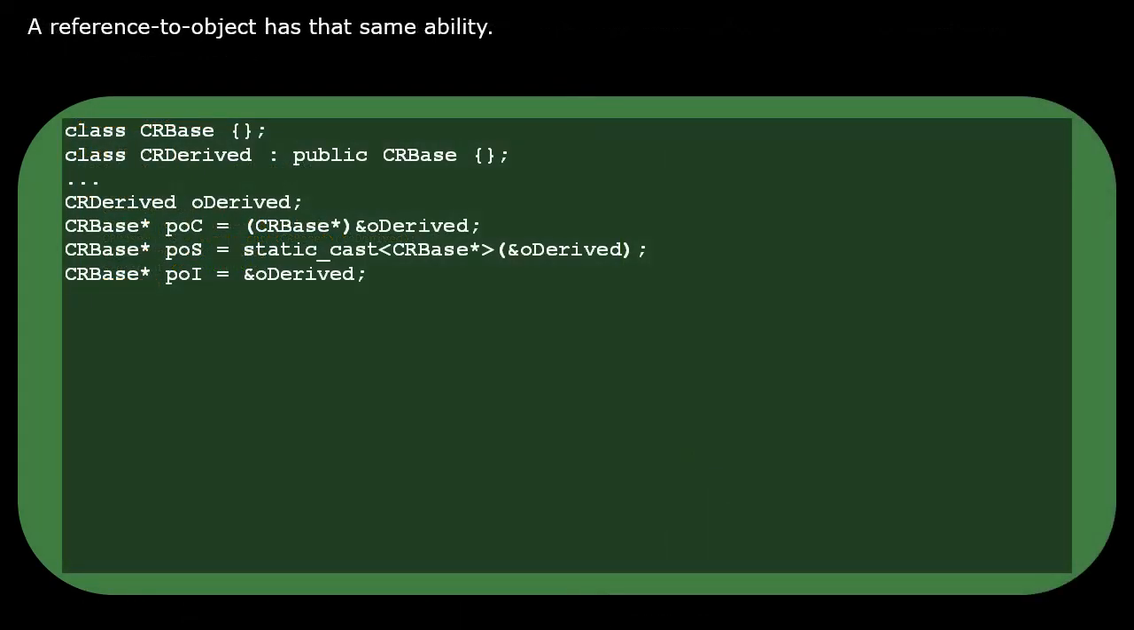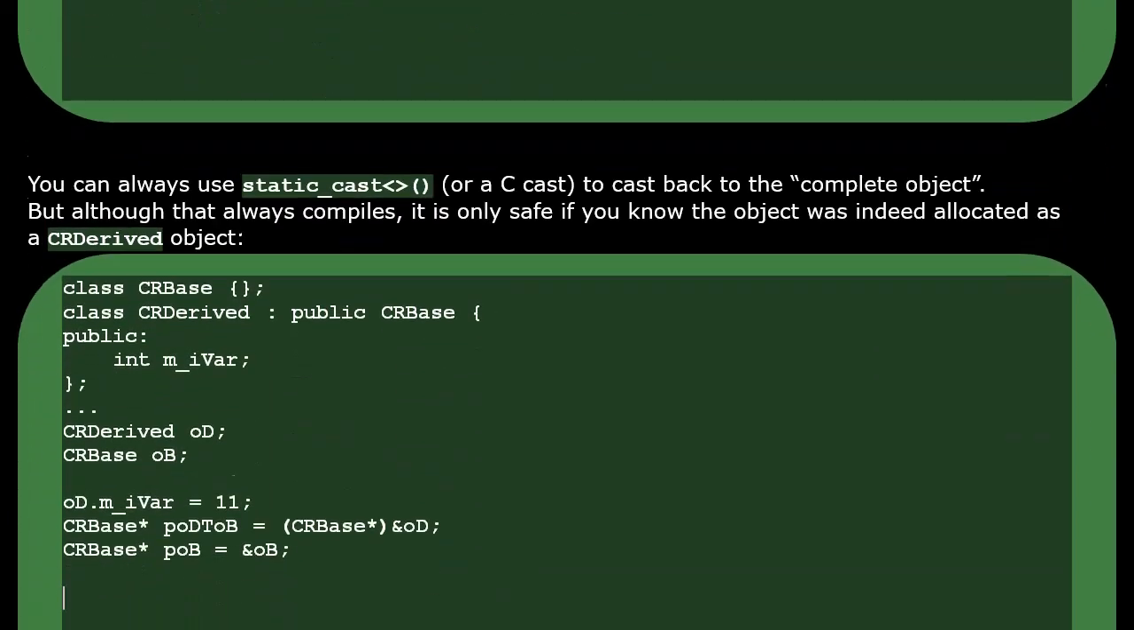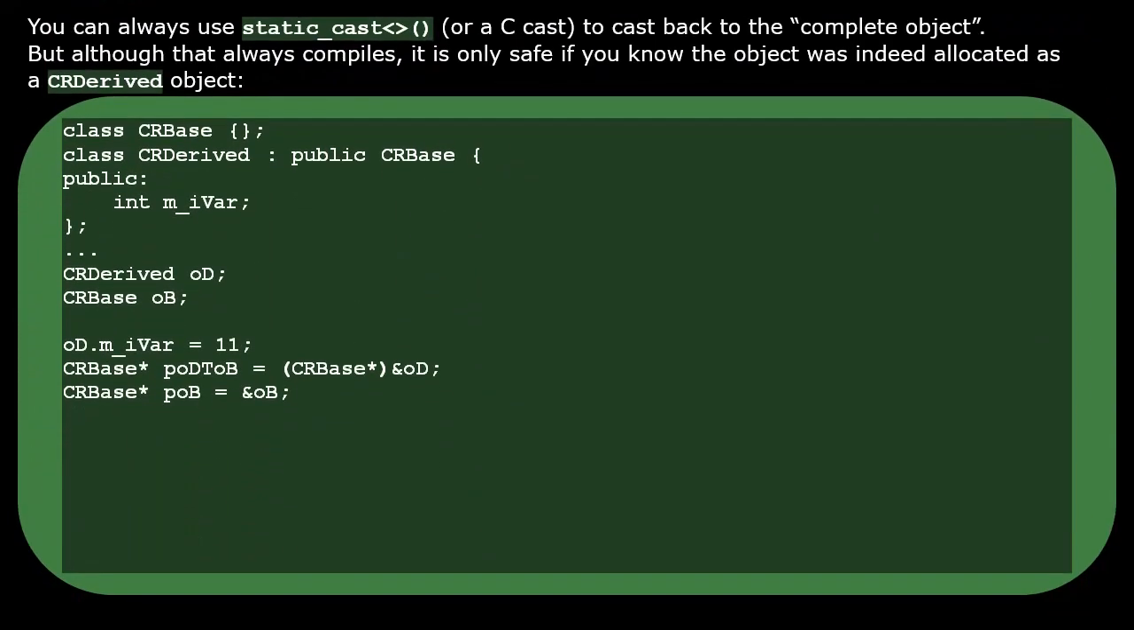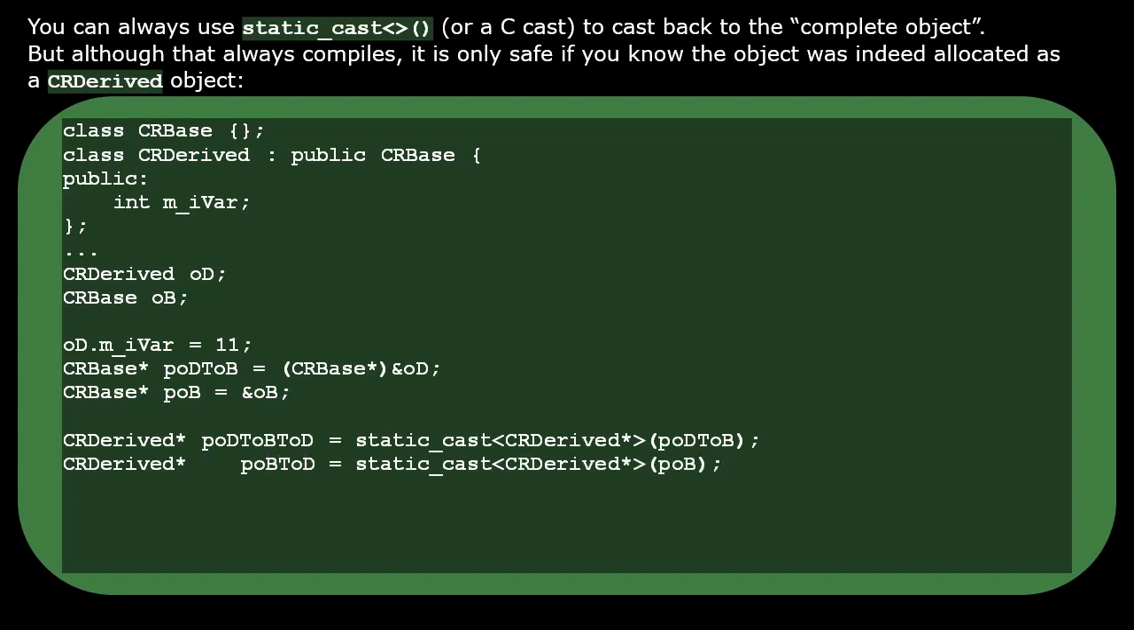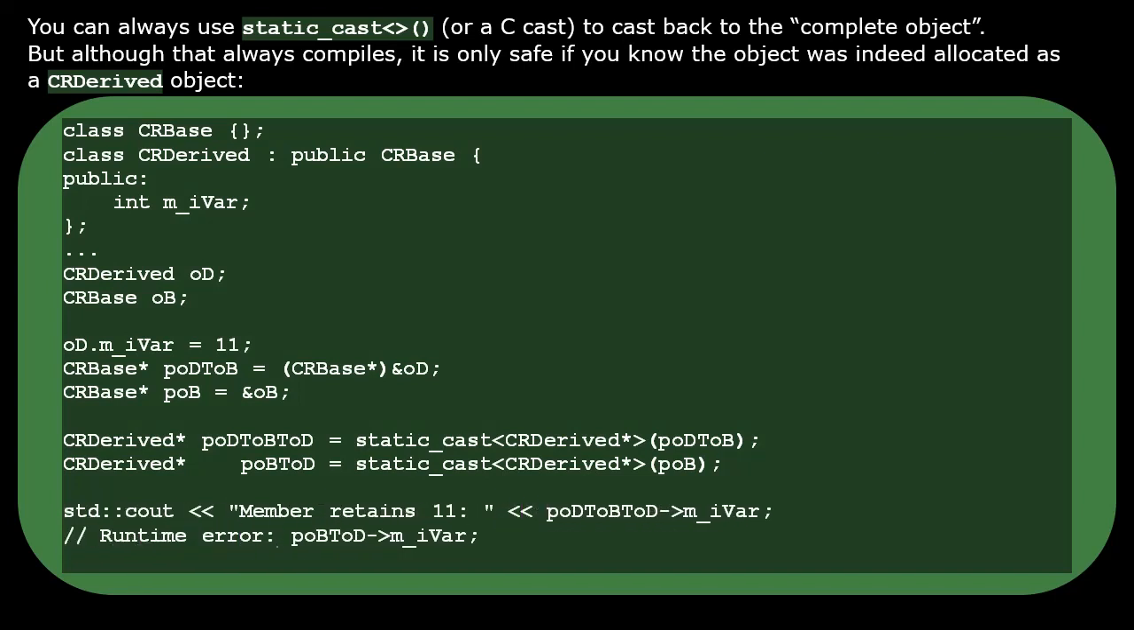A reference to an object has that same conversion ability. After you have converted something into its base class pointer, you could cast back into the complete object. Doing that always will compile, but it's only safe to do if you know that the object had indeed been allocated as the derived type of object.